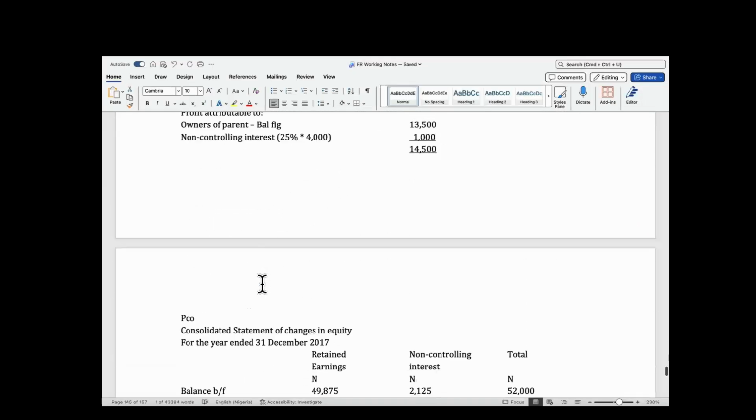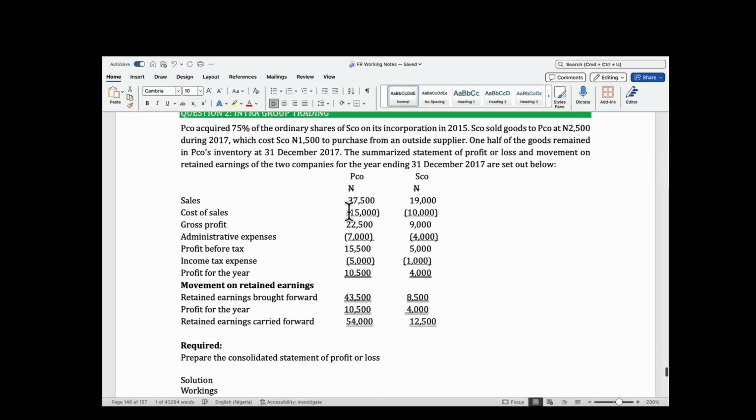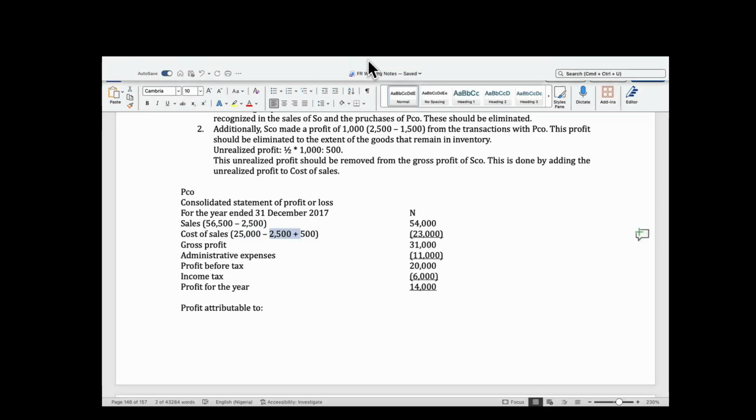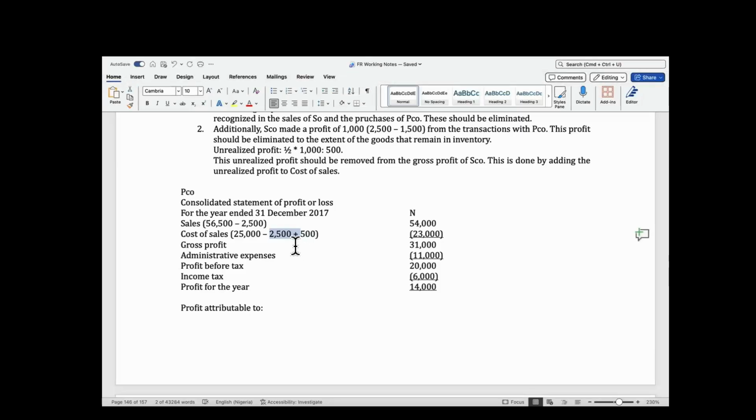Then the cost of sales, the addition of these two is 25,000. Since Pico would have included that 25 as its purchases, we would also need to remove it. So there too, we'll do 25,000 minus 25.